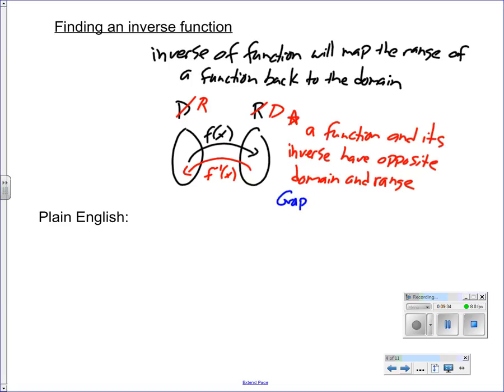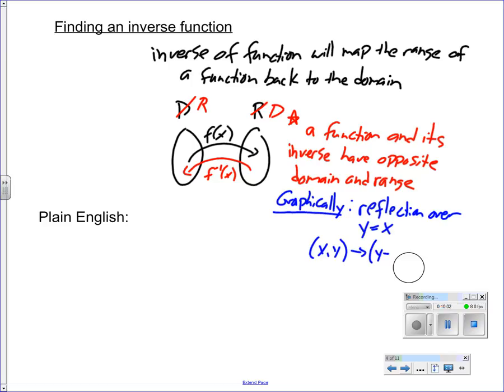Graphically, or looking at a picture of the graph of the function, the graph of the inverse is a reflection over the line y equals x. Right, which if you do geometry that has an algebraic rule, we take x and y, and we switch the two coordinates to flip over that line, to reflect over that line.